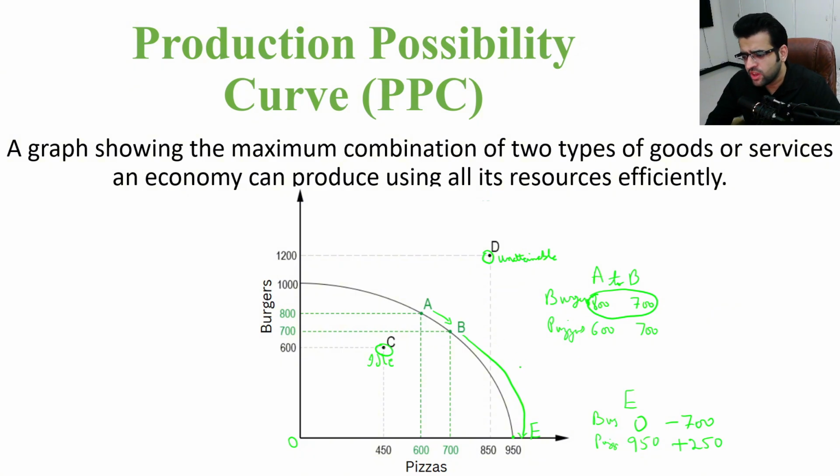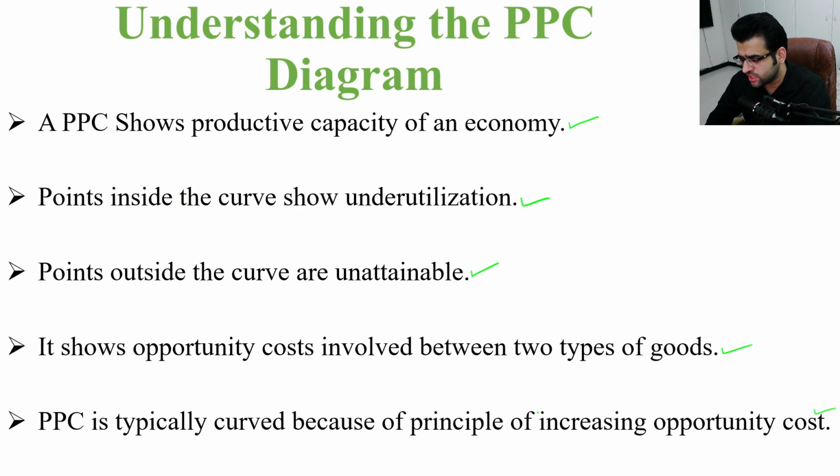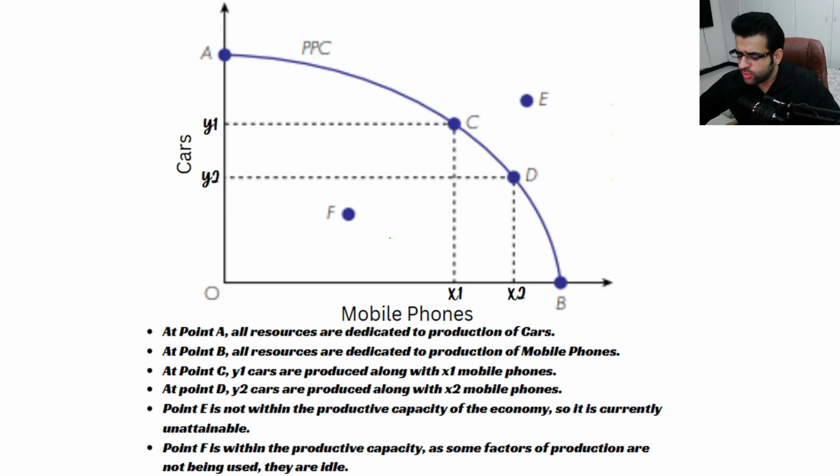If we want to produce more and more of one good, we will have to give up a lot of the other good. Why? Because our factors are not completely interchangeable. The workers or the machinery that was designed to produce burgers might not be as efficient at producing extreme amounts of pizzas. So a PPC is curved because it shows the concept of increasing opportunity cost. Let's move on to another example, and now we will get more clarity.